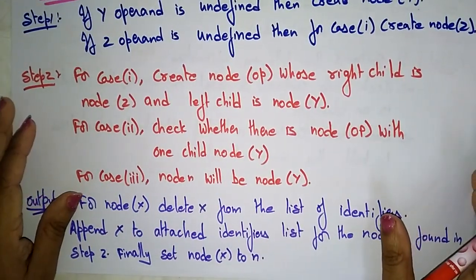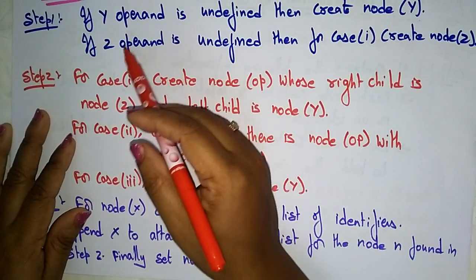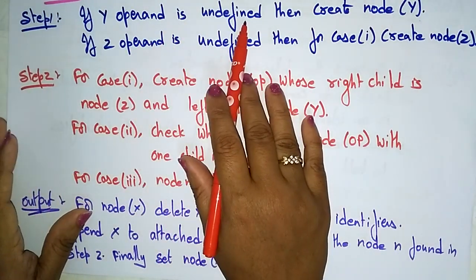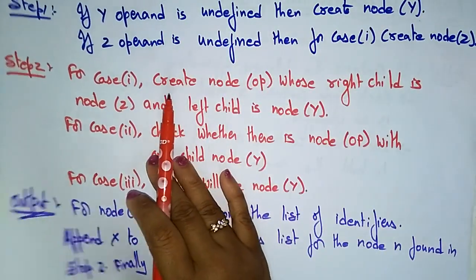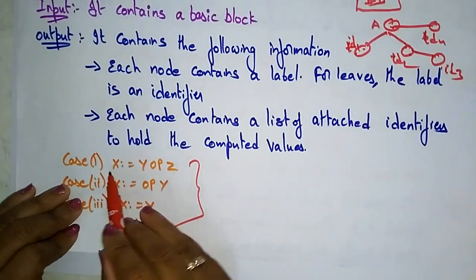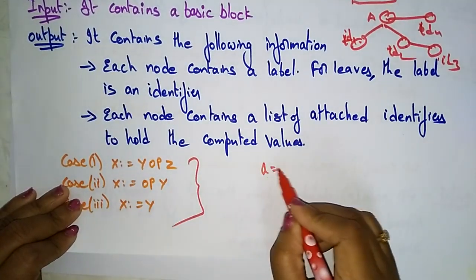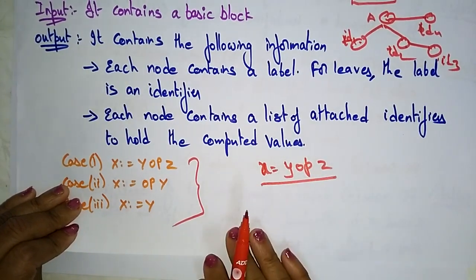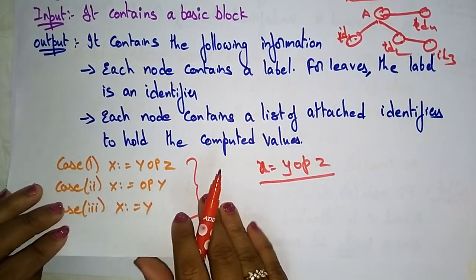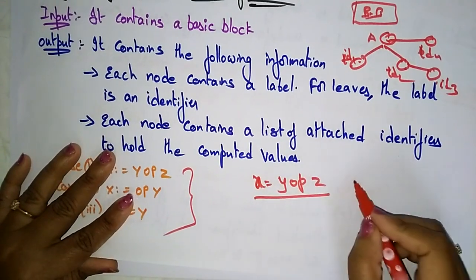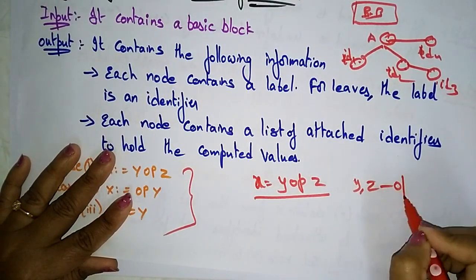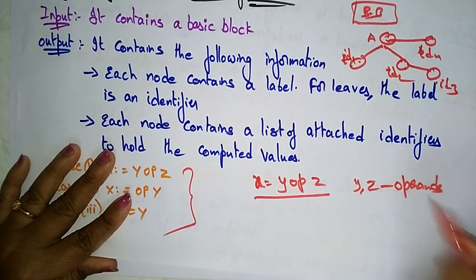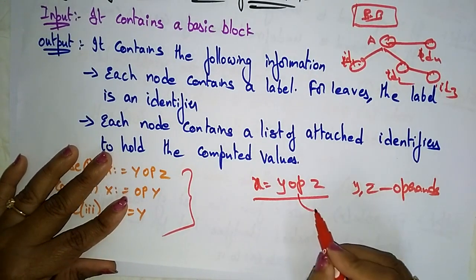Step 1. The step 1 is, if y operand is undefined, then create a node. So what are the equations given here? In the case 1, x is equal to y operator z. Okay, so this is an equation. So according to the algorithm, what do I have to do? If y operand is undefined, so this y and z are the operands. These are the operands, nothing but the identifiers. And this is an operator.